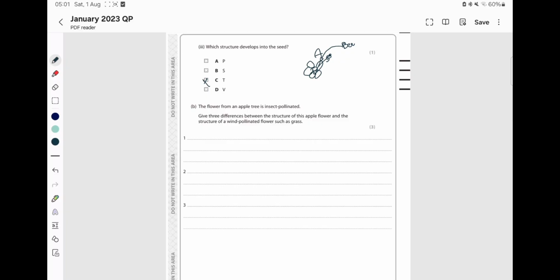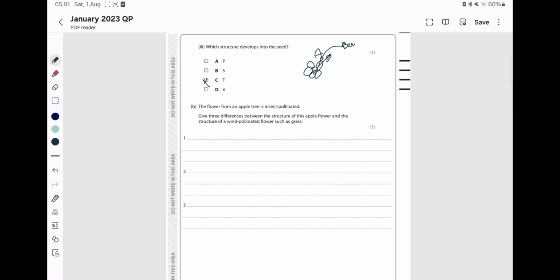There's no third party here. There's no insect that carries the pollen from one place to another. The wind just carries the pollen. So how would the structure differ? First thing, for the insect pollinated flowers, or the apple flower in this scenario, the petals of the flower are so much bigger than in the wind pollinated flower, and also they are brighter. They're colored, because most wind pollinated flowers have green petals, but the insect pollinated ones have bright colored petals.